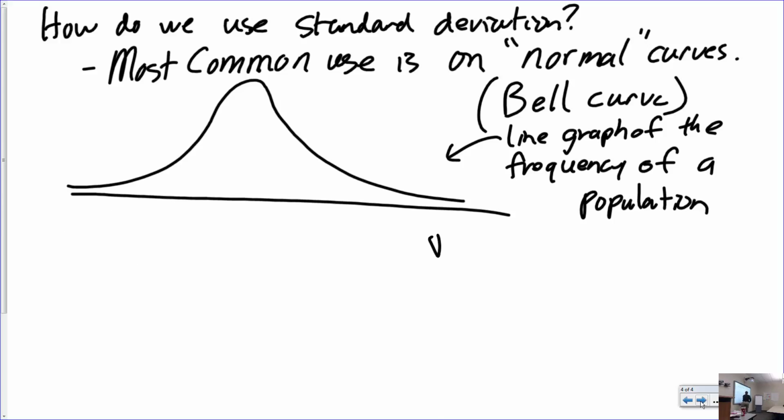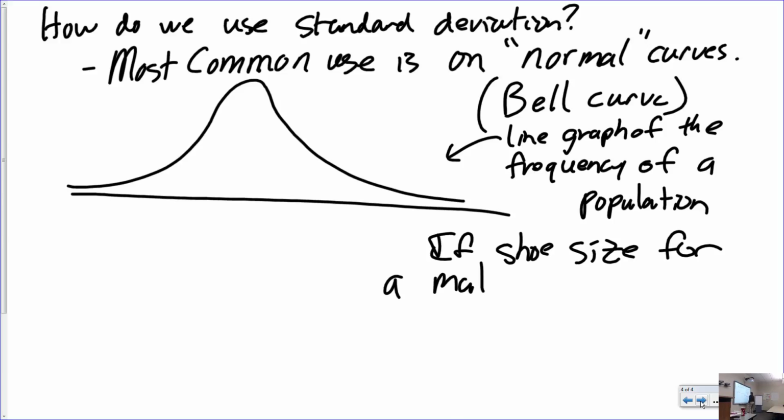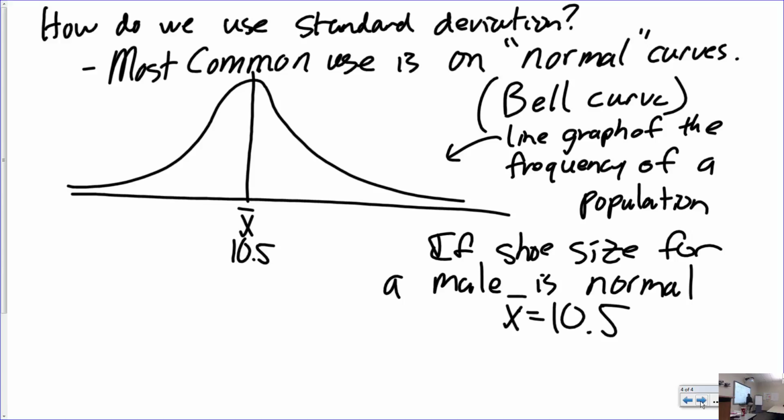So if shoe size for a male is normal, then it will fit into this curve. And the way it fits is that the very peak is where the average always sits. If you're thinking shoe size for full-grown men, this would be like 10 and a half or 11, or whatever it's going to be.